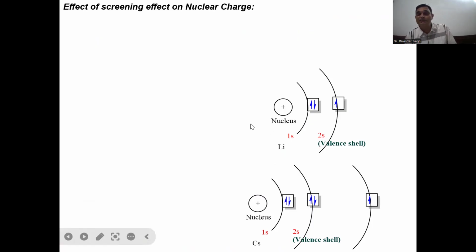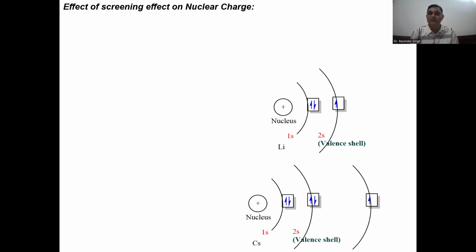Whether that charge, the plus 3, is experienced equally by all these electrons? The first shell, the 1s electrons, experience that charge as plus 3 in the case of lithium, because the atomic number of lithium is 3. So they experience plus 3 charge. What will be experienced by these 2s electrons? These electrons experience somewhat less nuclear charge.